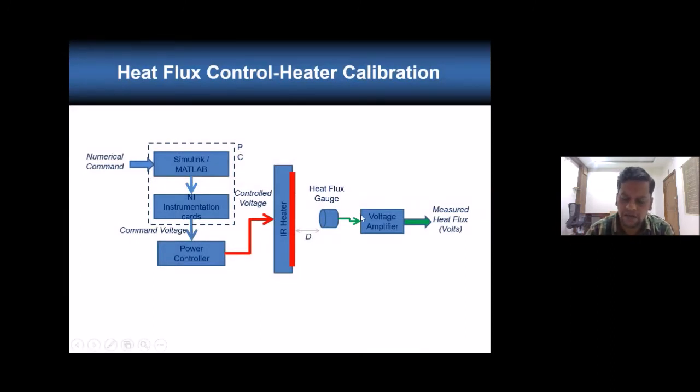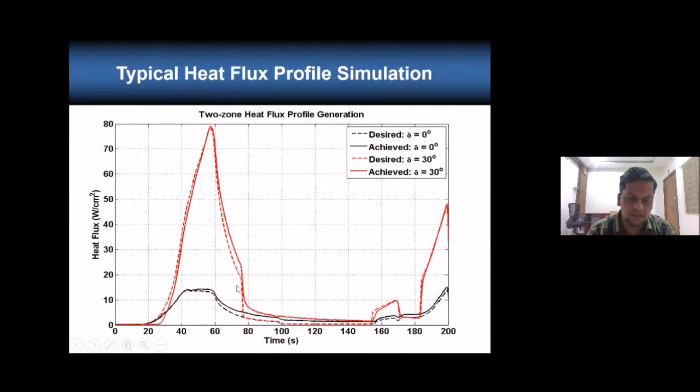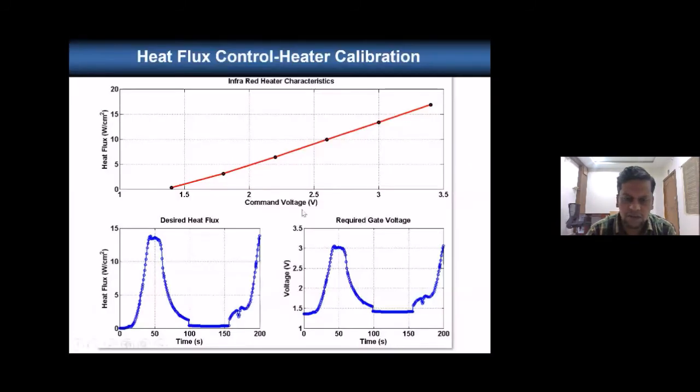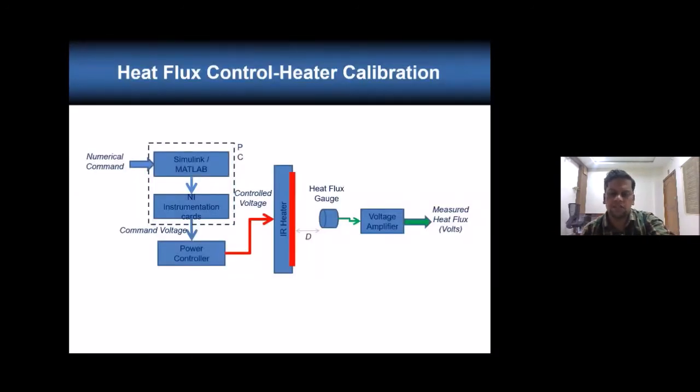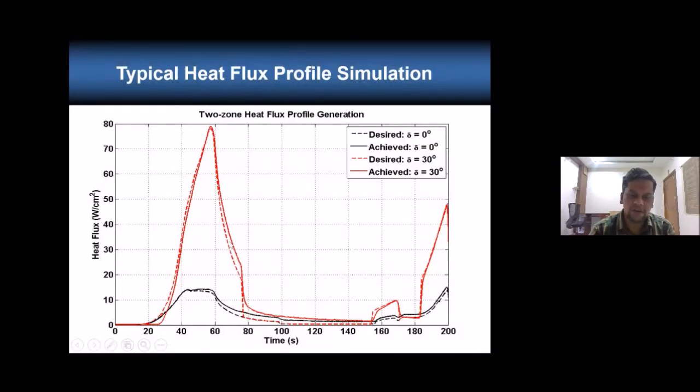Then I will measure again. Once I measure, I have to compare both the desired and measured values. Sometimes it may not match. It may not reach the peak, or it may go beyond it. Once that happens, I have to change this part. Wherever the flux profile is not matching, I will change that part of the voltage values. Then I will apply that voltage to the heater and measure. So this is an iterative process until I obtain a perfect match between the desired and achieved values.